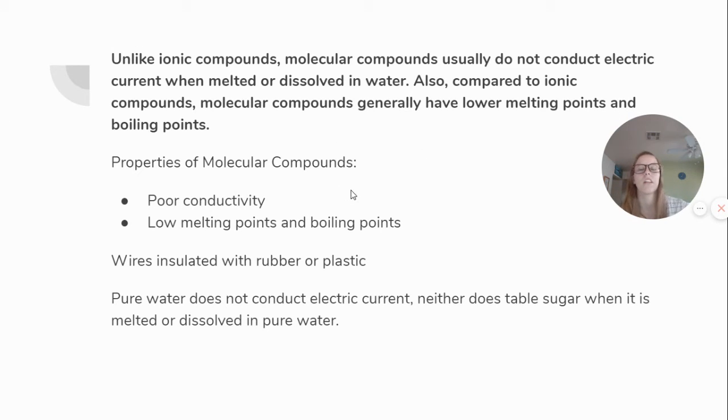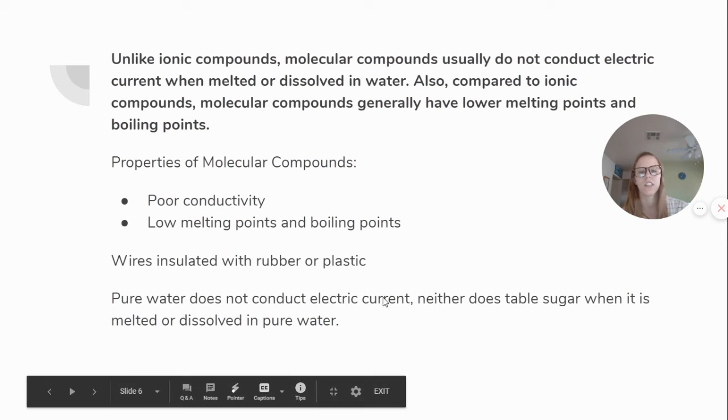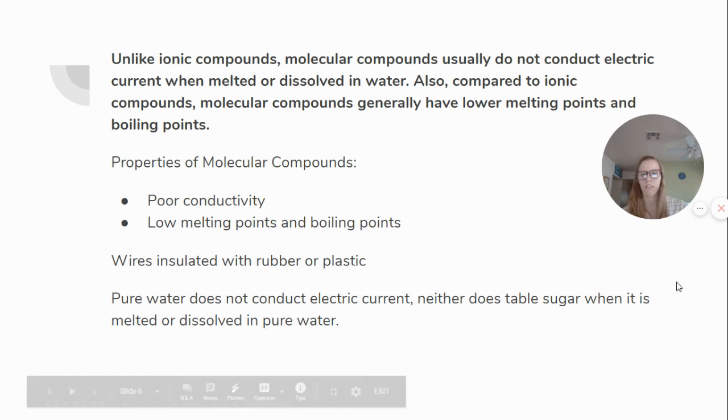So the properties of molecular compounds are that they have poor conductivity, that first sentence, and that they have low melting and boiling points. A lot of times electrical wires will be insulated with rubber or plastic, and that is part of the molecular compound that then allows for poor conductivity. And then pure water does not conduct electric current, neither does table sugar when it is melted or dissolved in pure water. So just a few more things to go off of that there for you.